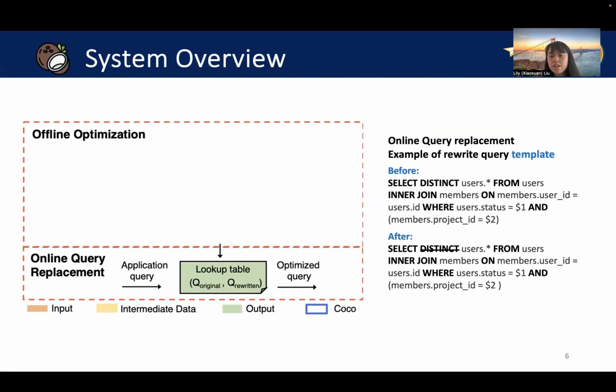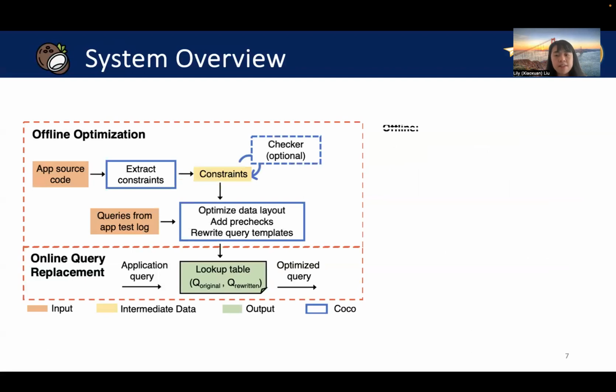If it's in the lookup table, it will send the optimized query to the database instead of the original query. Another thing to mention here is that Coco rewrites the query based on query template. So here, instead of putting in the concrete value, we will use a $ sign as a placeholder. So in the future, as long as the queries satisfy this template, they can be optimized. They don't have to have the exact parameters.